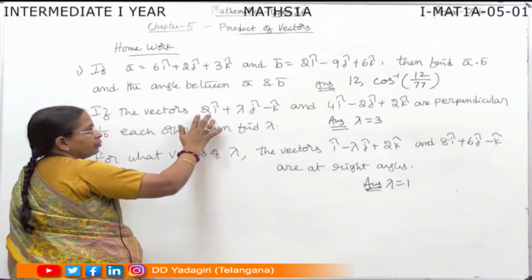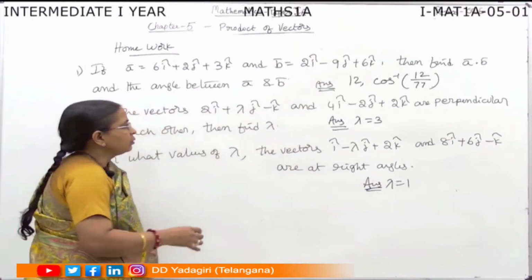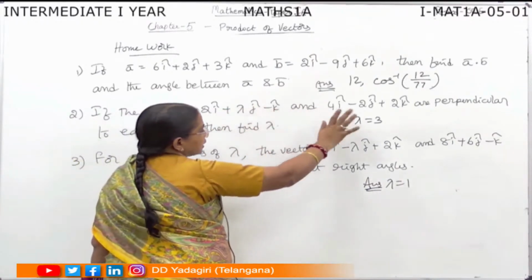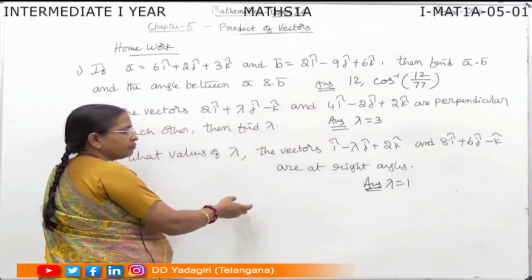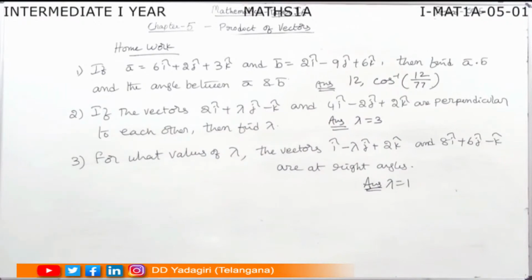So you already know when two vectors are perpendicular, A dot B is 0. So A dot B means A1 B1 plus A2 B2 plus A3 B3 is equal to 0. Solve for lambda. Even the third problem is similar to that. We complete this.